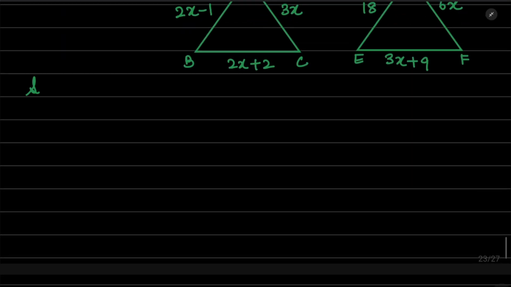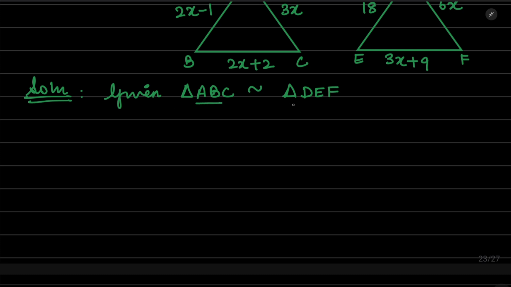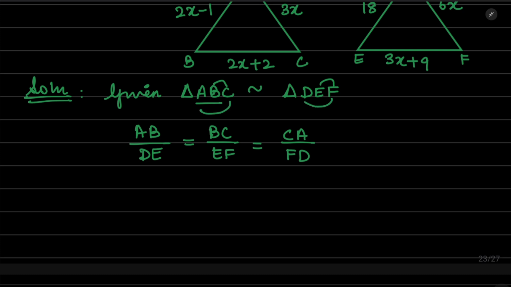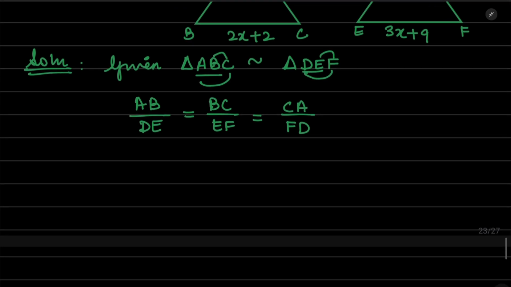Now, based on the fact that is given about the two triangles, solution: you are given triangle ABC is similar to triangle DEF. So what does that mean? It means AB by DE is equal to BC by EF. BC divided by EF is equal to your CA by FD. Okay, so CA by FD. Remember it. Okay, now you just have to substitute.